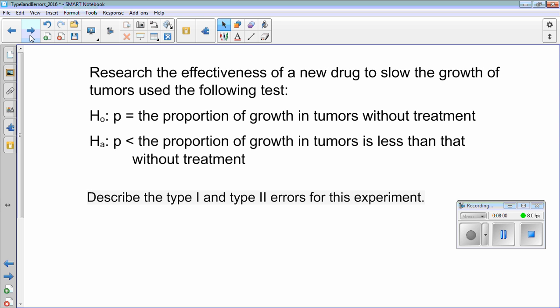Okay? The alternative, aren't we hoping to slow down the growth? Hence why it's less than, okay? So we're saying the percent growth in tumors is less than without treatment. So the treatment's working. Does that make sense if I say it that way? So I'm going to write it in context. The treatment works.